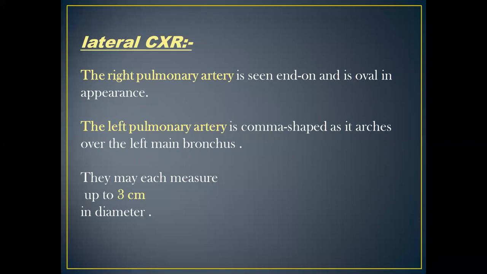On lateral chest X-ray, the right pulmonary artery is seen end-on and oval in appearance, while the left one is comma-shaped. Since it arcs above the left main bronchus, they may reach up to 3 cm in diameter.